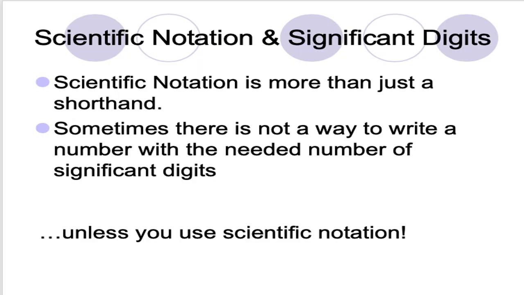Scientific notation, how does this go hand in hand with significant digits? Scientific notation is more than just writing a shorthand. If you guys remember, we just finished significant digits, and what you need to understand is we skipped 2 problems, and you're going to know why right now. Because sometimes there's not a way to write a number, like once you've calculated something, multiplied or divided something, to write it with the correct number of significant figures unless you use scientific notation.